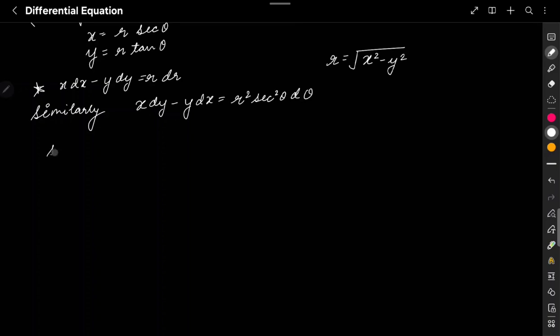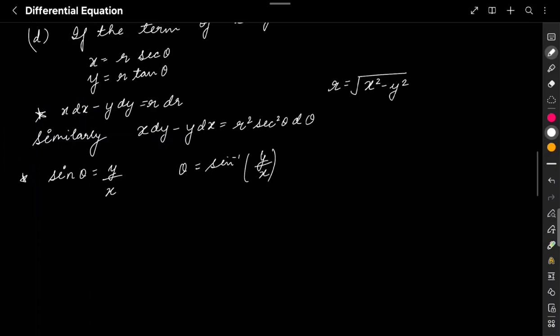And here, like there it was tan theta is equal to y by x, here we have sin theta is equal to y by x. So theta comes out to be sin inverse y by x. So this is done. So this was D part.